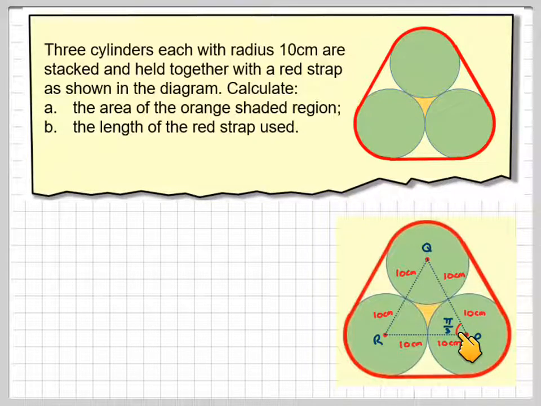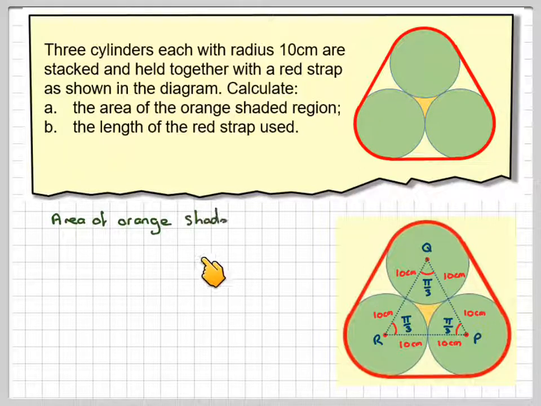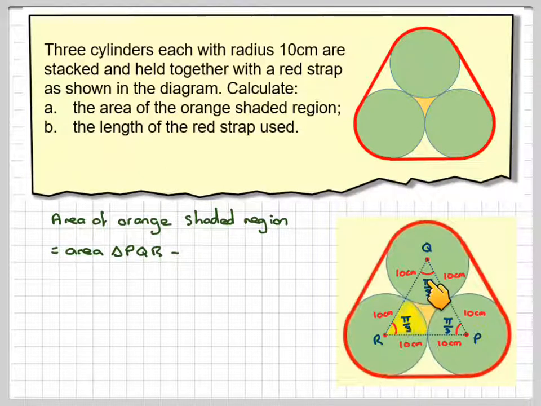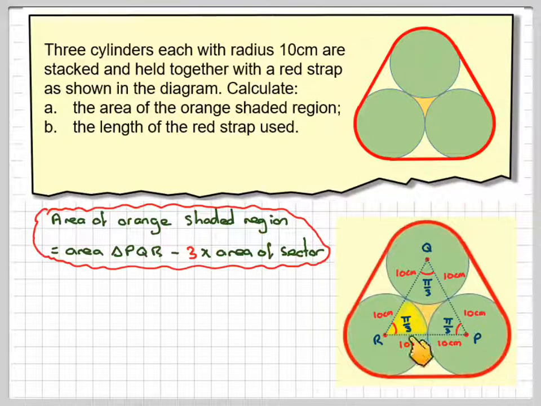Right, we know this angle is 60 degrees, but we're working in radians, so it's pi over 3, so you need to know what 60 degrees is in radians. And therefore the other two angles are also pi over 3 because the triangle is equilateral. Right, so the orange shaded region, this bit here, is going to be the area of this triangle minus the area of, now if you take one of these sectors, this sector and this sector are the same, so you need to do 3 times the area of this sector, which has been highlighted here.